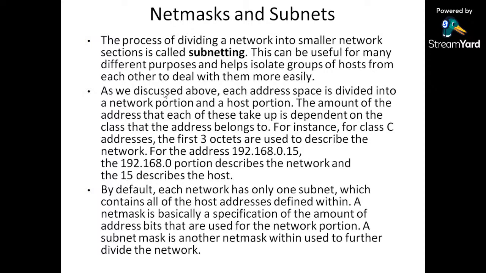For instance, for class C addresses, the first three octets are used to describe the network for the address. So in 192.168.0.15, the 192.168.0.0 portion describes the network, and the 15 describes the host. By default, each network has only one subnet, which contains all of the host addresses defined within it. A netmask is basically a specification of the number of address bits that are used for the network portion. A subnet mask is another netmask used to further divide the network.